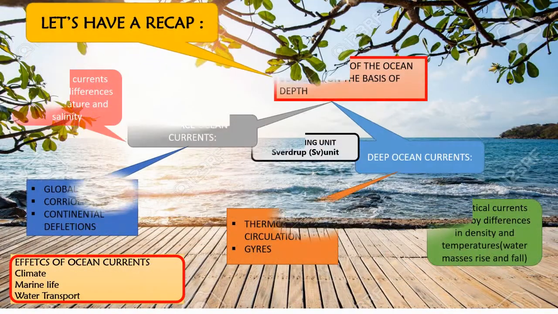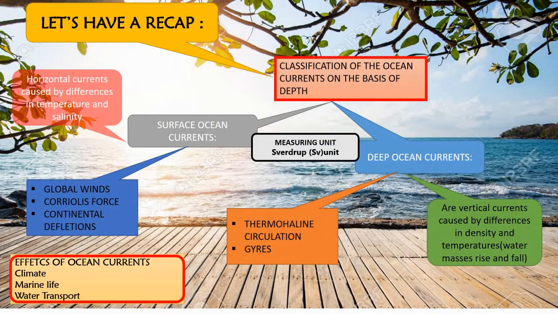Let us have a quick recap of what we have learned today. We learned the classification of ocean currents on the basis of depth. On the basis of depth, we have deep ocean currents and surface ocean currents. Surface ocean currents are also called horizontal ocean currents, which are basically caused by differences in temperature and salinity. Whereas deep ocean currents are also called vertical ocean currents, which are caused by differences in density and temperature, that is, water masses rise and fall.